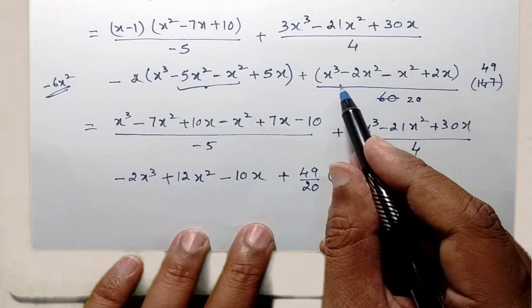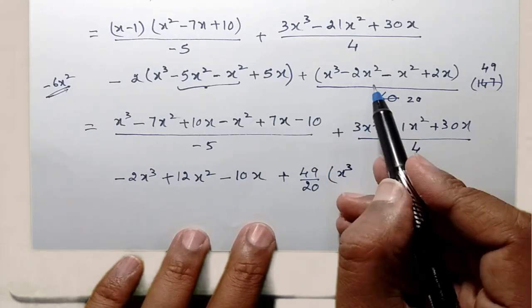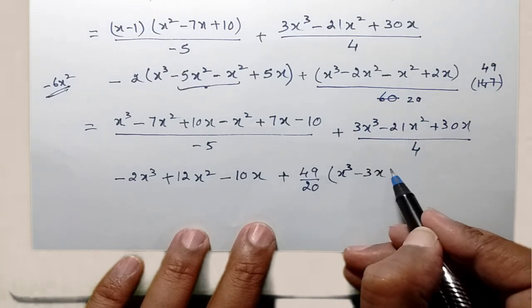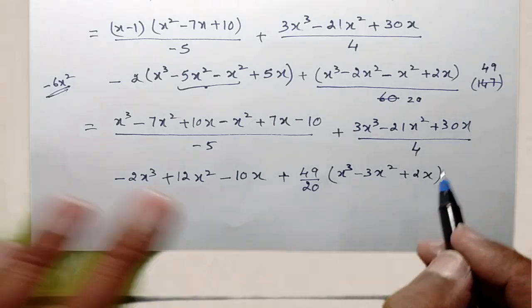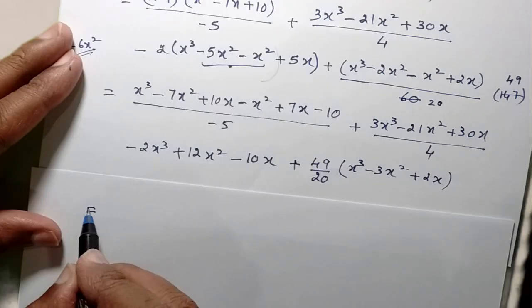In this case, you can just multiply that one. It is x cube minus 2x square minus of x square will be minus 3x square, and that is plus 2x. So all the terms have been written there. Now we need to simplify this expression.